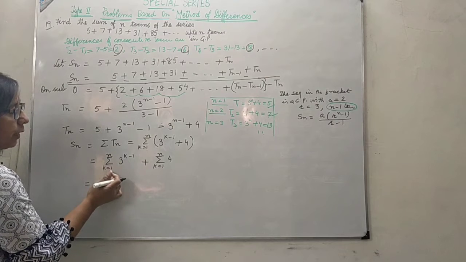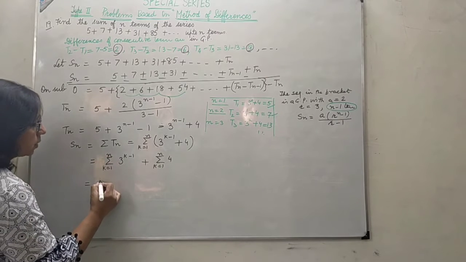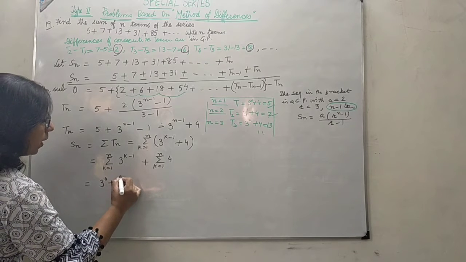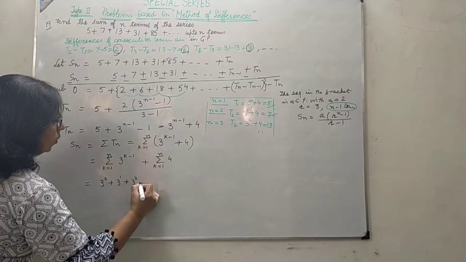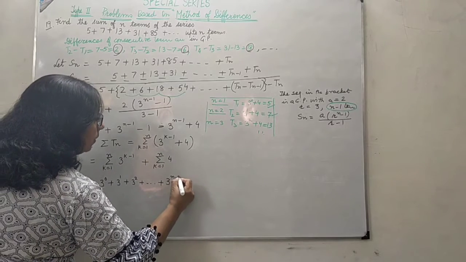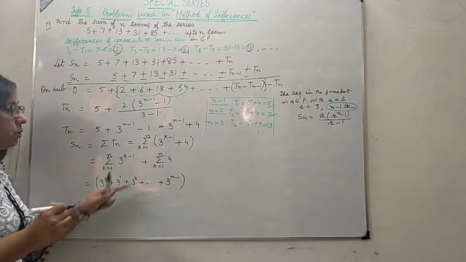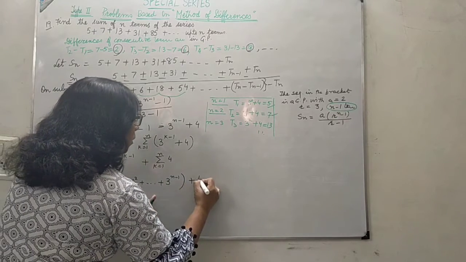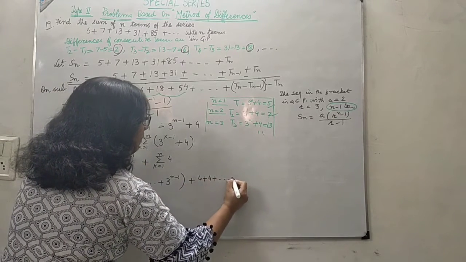And if I substitute k from 1 to n, this term will become 3 raised to power 0 plus 3 raised to power 1 plus 3 raised to power 2, up till the last term, which will be 3 raised to power n minus 1. This whole sequence will again form a GP, and here 4 plus 4, how many times? N.